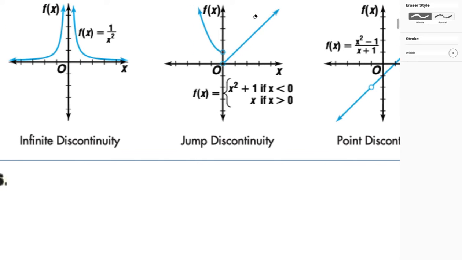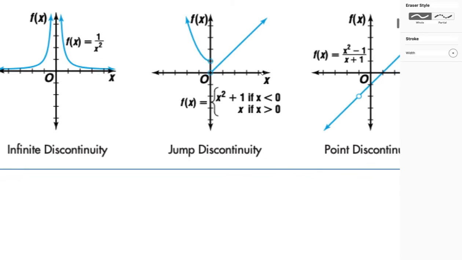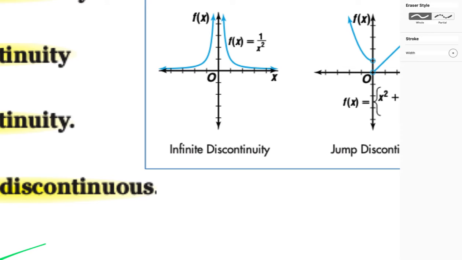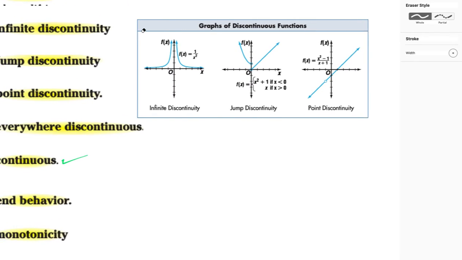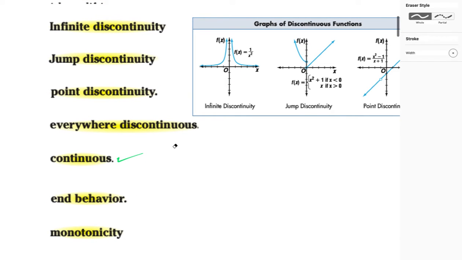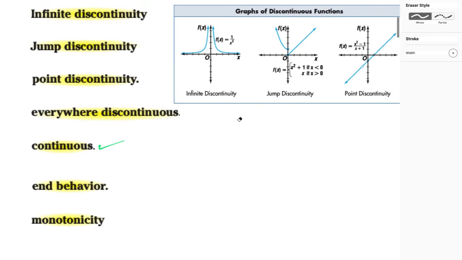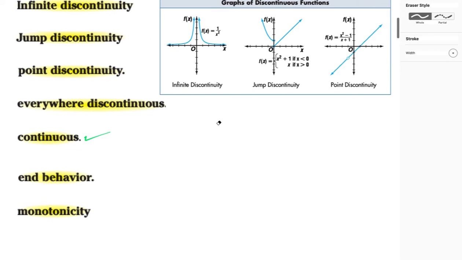Okay, so with that, you have been briefed on 3 major types of discontinuities. And these guys you're going to see again in calculus. So that's why it's a good idea to familiarize ourselves with this now. All right, so the next one is an everywhere discontinuity, which literally can't be drawn.